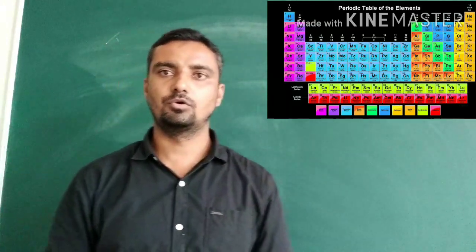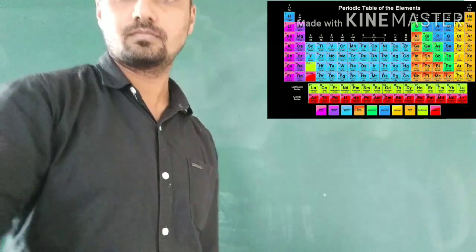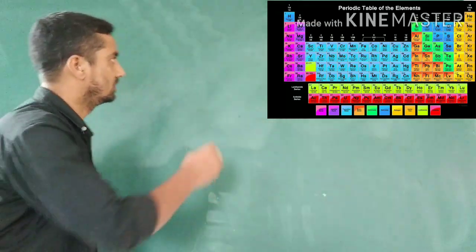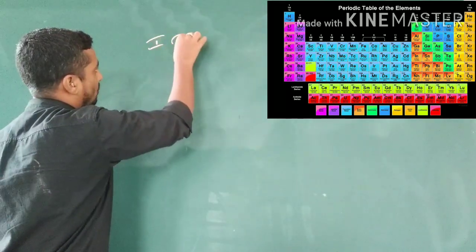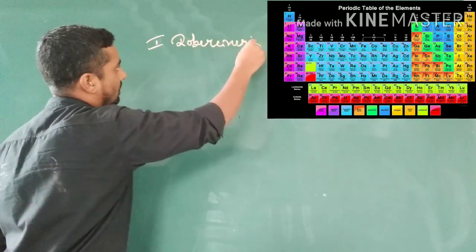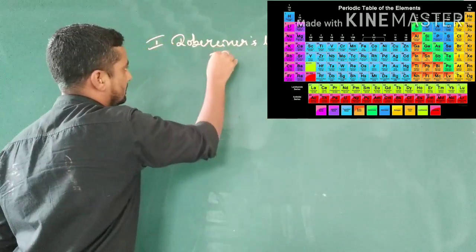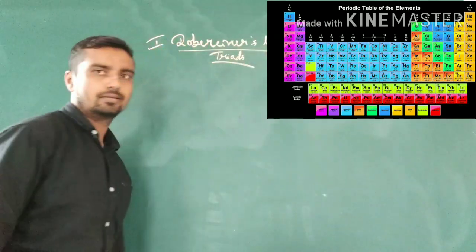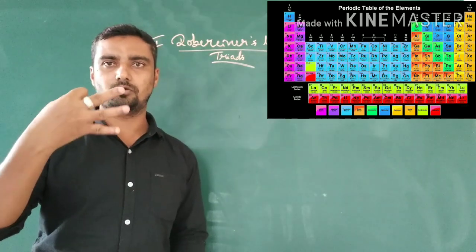Before doing the modern periodic table, we will go for the first law. This was explained by the first scientist, that is Dobereiner, the law of triads. Here the name is simply triads. Tri means there are 3 elements.